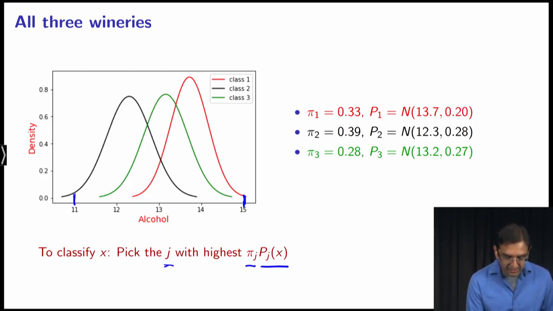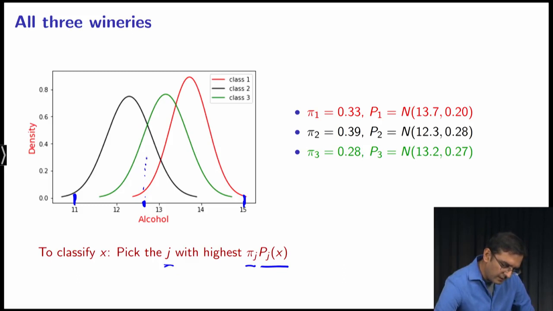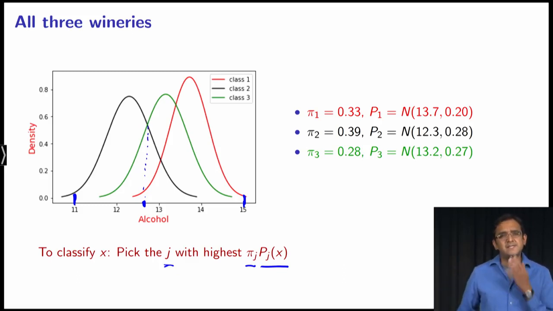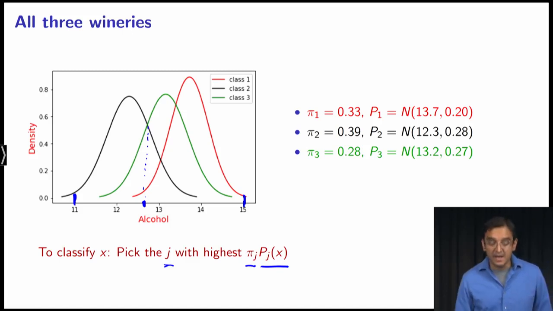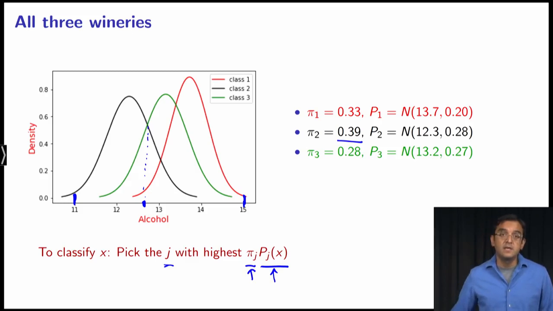What if the bottle of wine has an alcohol level of 11? Then we would pick winery number 2, the black one. What if it has an alcohol level of something like 12.5 over here? What would we pick? Well, we wouldn't pick the red one. We'd pick either the black or the green. This is a case in which winery 2 and winery 3, those two distributions, P2 and P3, have roughly the same density. So which one would we pick? Well, we would pick winery number 2 because it has the higher class weight. Remember, we are multiplying these two numbers together. So in that case, if the alcohol level is something like 12.7, we would end up picking winery number 2.